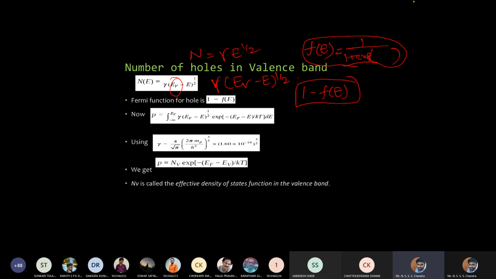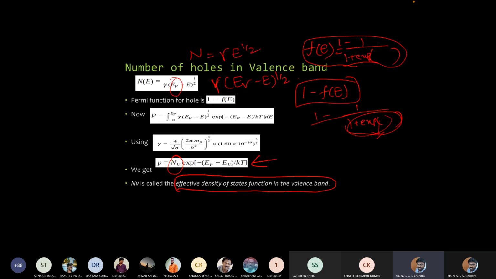So for this Fermi function, instead of f(E), we will be writing 1 minus f(E). Again, we will take the denominator, reduce it to an easier expression, and then do the integration. Finally, we'll get this expression for holes. This Nv is called the effective density of states function in the valency band, because holes exist in the valency band. So in the energy band diagram, electrons are in the conduction band, whereas holes are there in the valency band.